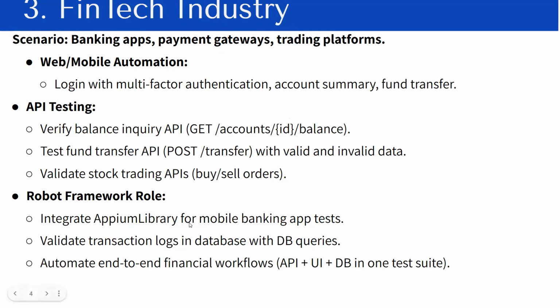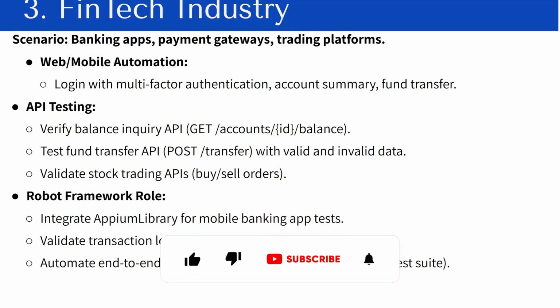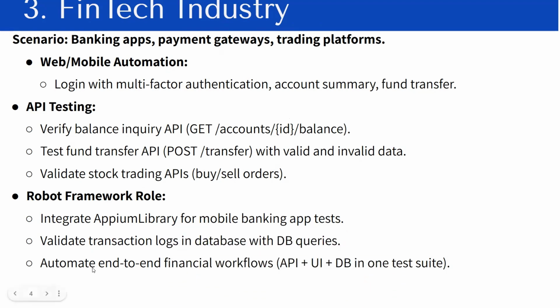Again, Robot Framework is integrated. Basically, in banking testing, we use the Appium library for mobile applications. We validate transaction logs in the database with DB inquiries, and automate end-to-end finance where we can use API, UI, and DB all three together. So you see, the best thing about Robot Framework is that it allows everything together. You learn UI separately, API separately, database testing separately, and then combine all and do it in one. That's the reason behind learning Robot Framework.